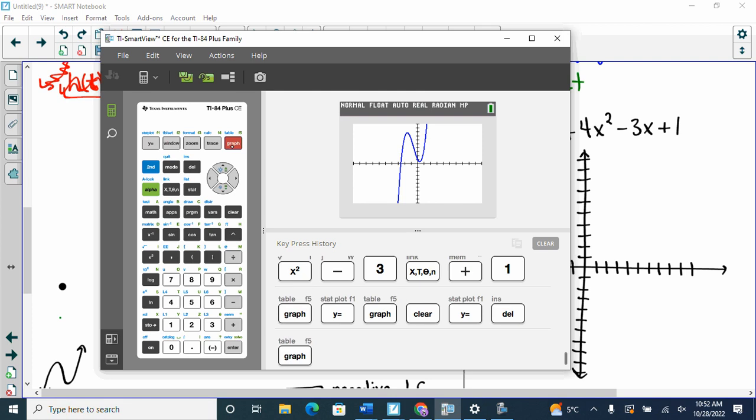Now you did this last year. With quadratics, you would have to find either a max or a min. This one has both. So if you look here, this first one on the left, is that a hill or a valley?